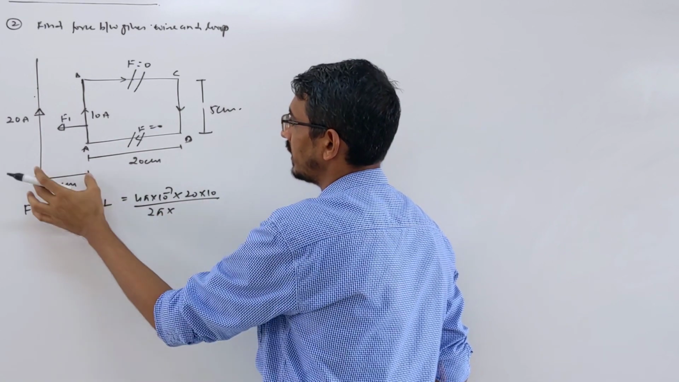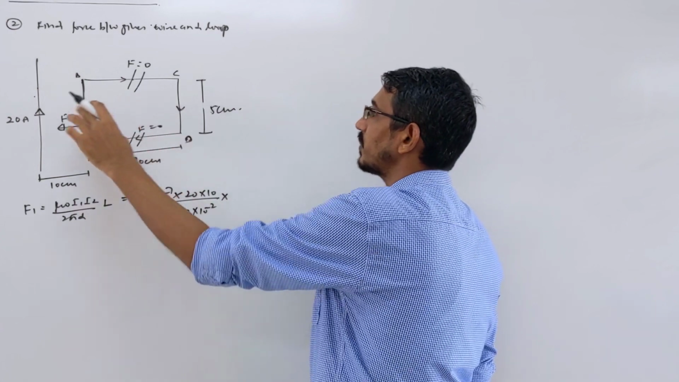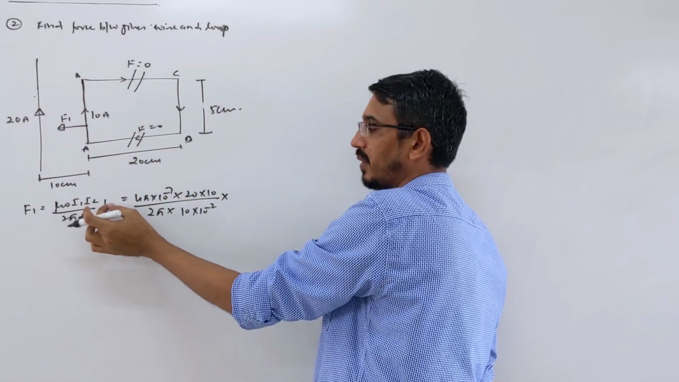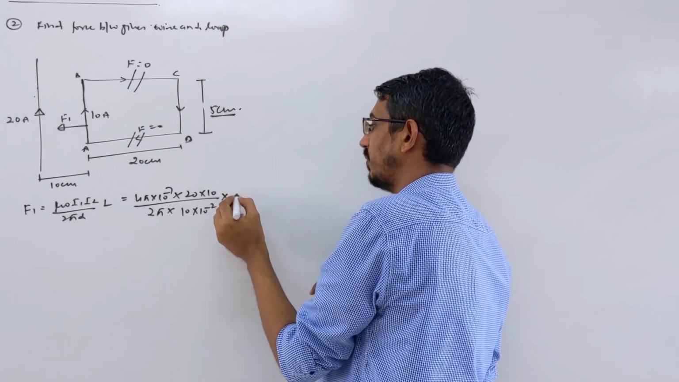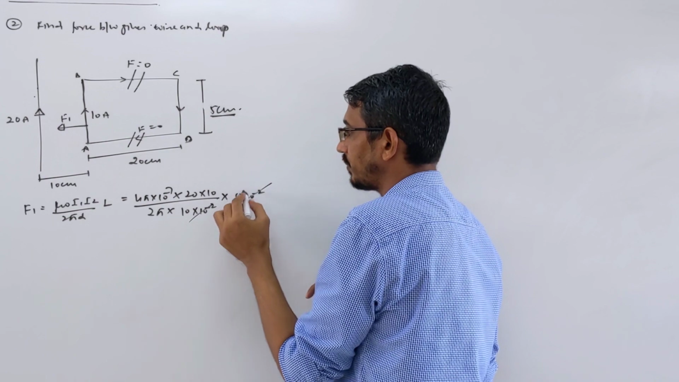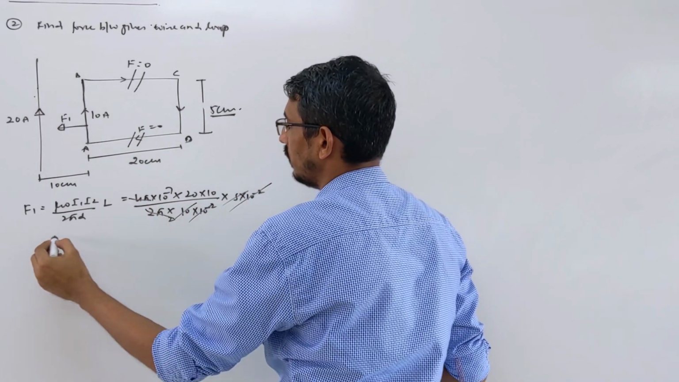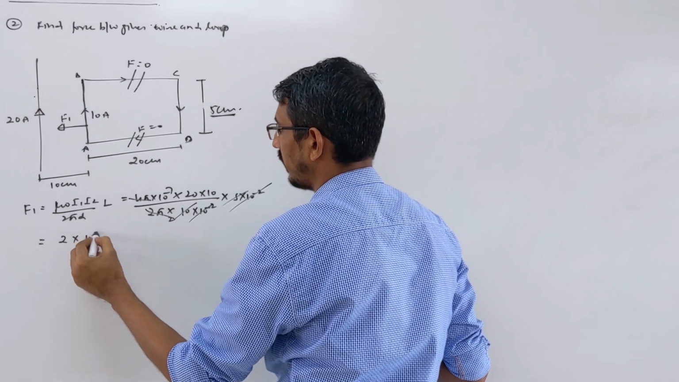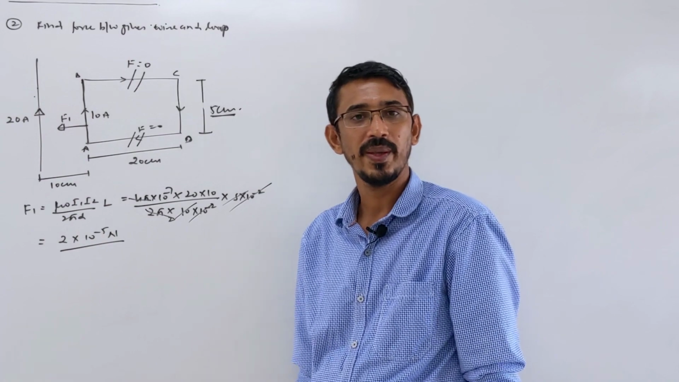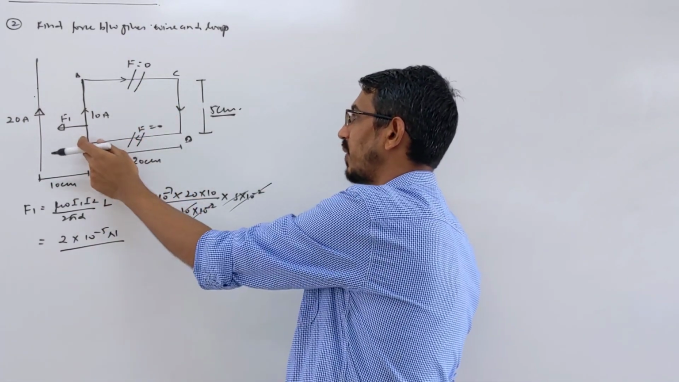2 pi d means distance, given as 10 centimeter, so 10 into 10 power minus 2, and the length of this piece. Length we need, keep in mind. It is 5 centimeter, 5 into 10 power minus 2. This term goes here, 5 goes 2 times, 4 pi gets cancelled. So this comes to 2 into 10 power minus 5 Newton. Direction I already wrote, attractive force, because the direction of current is the same. These two sides have 0 force.